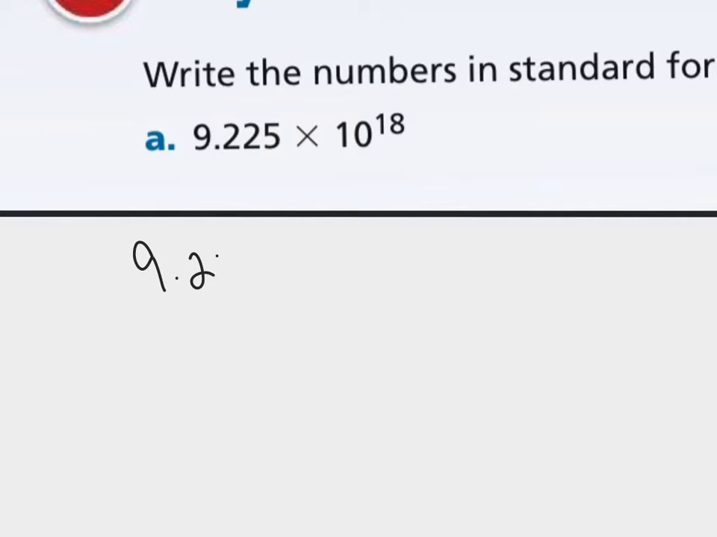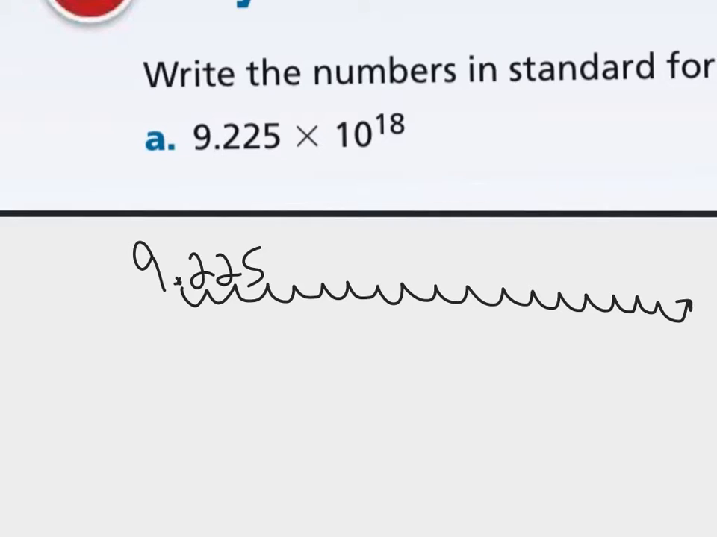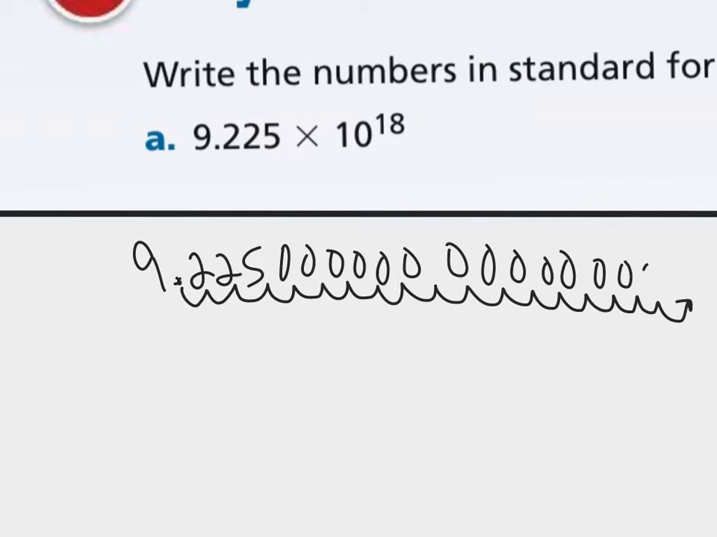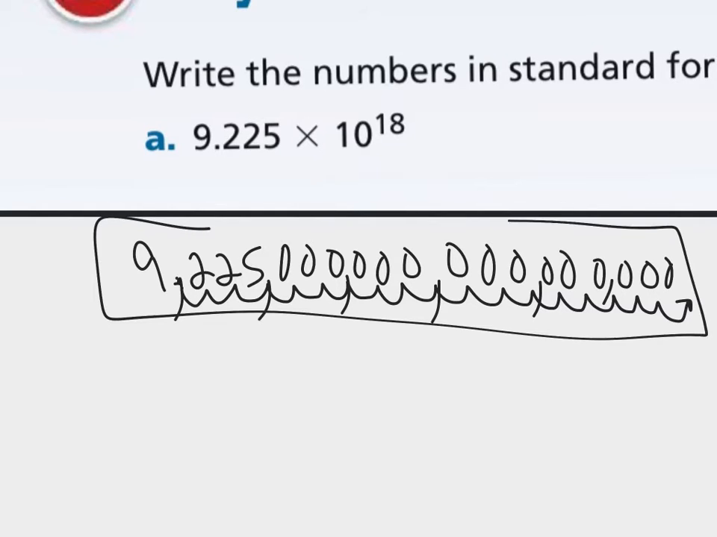So for this one, there's our decimal. Times 10 to the 18th, we're going to move 18 spots to the right. 1, 2, 3, 4, 5, 6, 7, 8, 9, 10, 11, 12, 13, 14, 15, 16, 17, 18. And all of these will be zeros. And then since this is a big number, we'll have to put commas in here. Basically, we had to move 3 spots to get past the numbers that were not 0. And then we had to add 15 zeros onto the end of it. So that's what that number would look like.